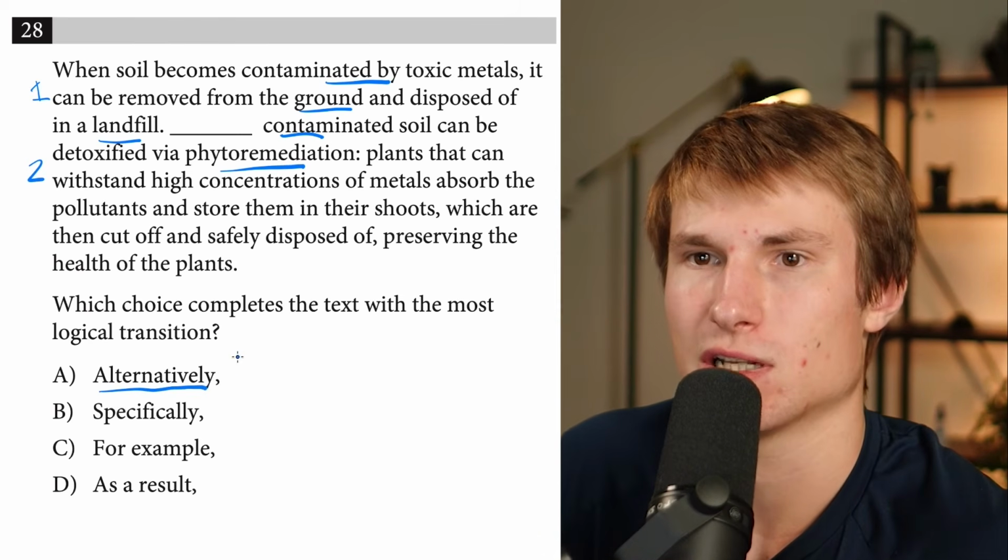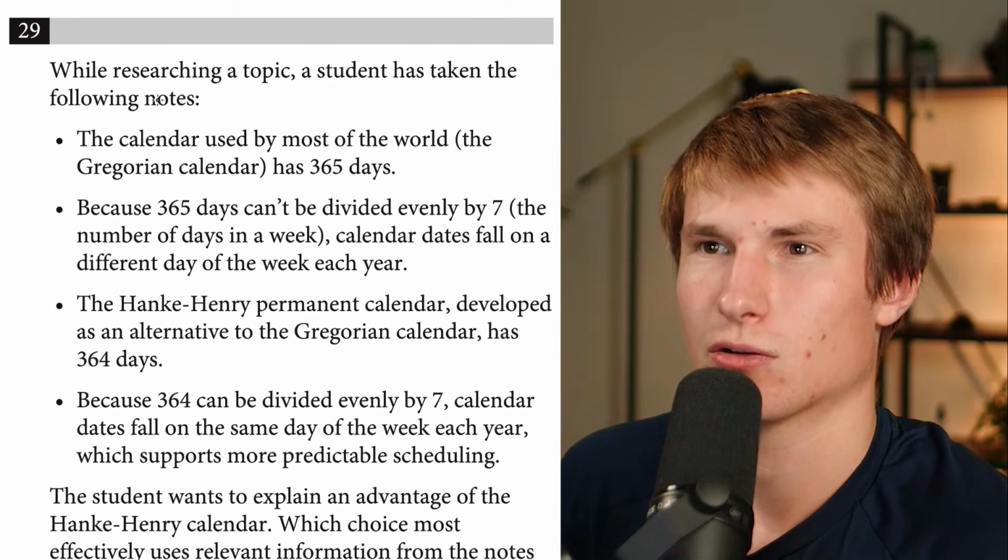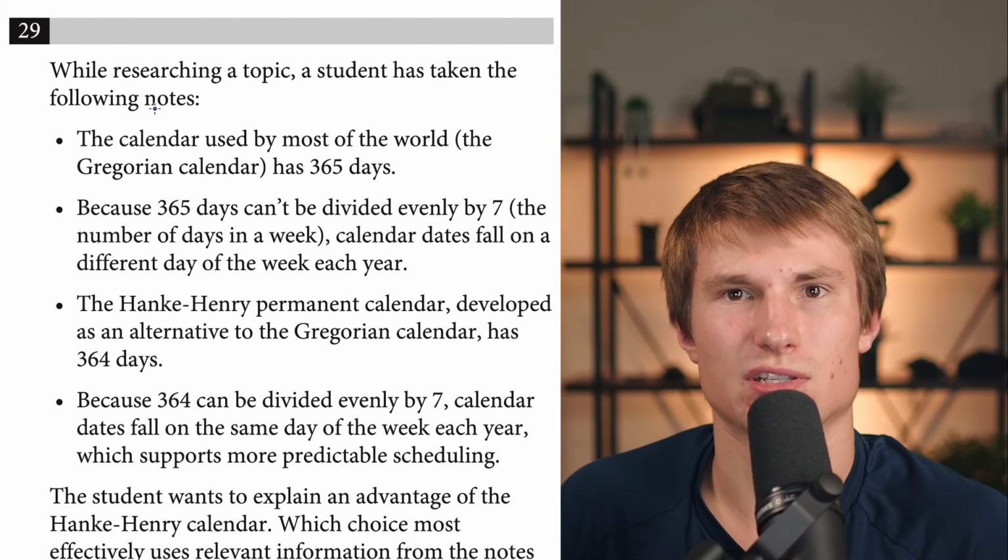Okay, we have one option, and then an alternative to that option is the second option. So A would be our answer there for number 28. Question 29. While researching a topic, a student has taken the following notes.